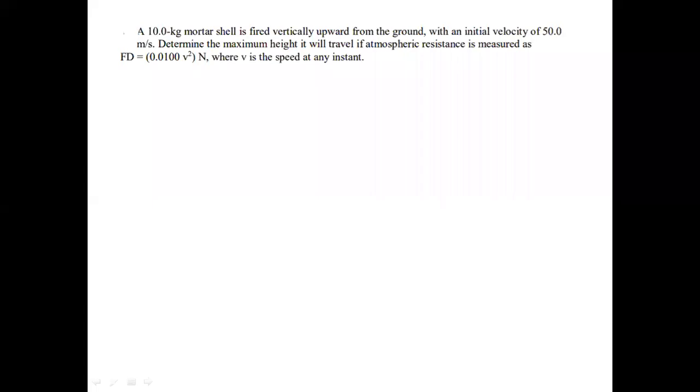Now, this is a sample problem of Newton's second law of motion, wherein we're going to apply calculus since we have an unknown variable v squared. A 10-kilogram mortar shell is fired vertically upward from the ground with an initial velocity of 50 meters per second. Determine the maximum height it will travel if the atmospheric resistance is measured as drag force.